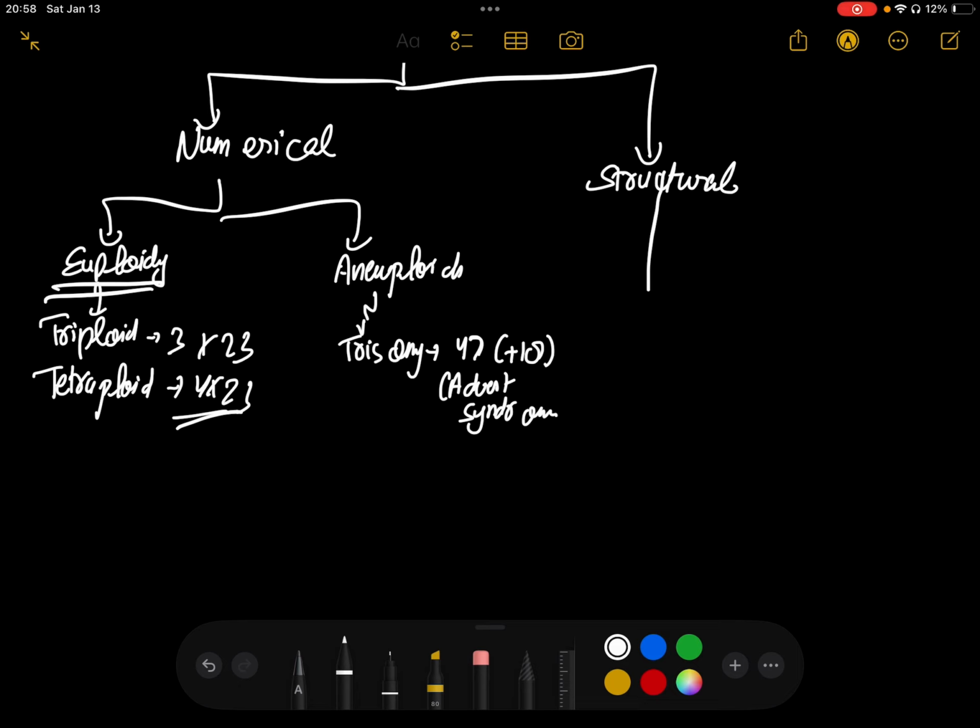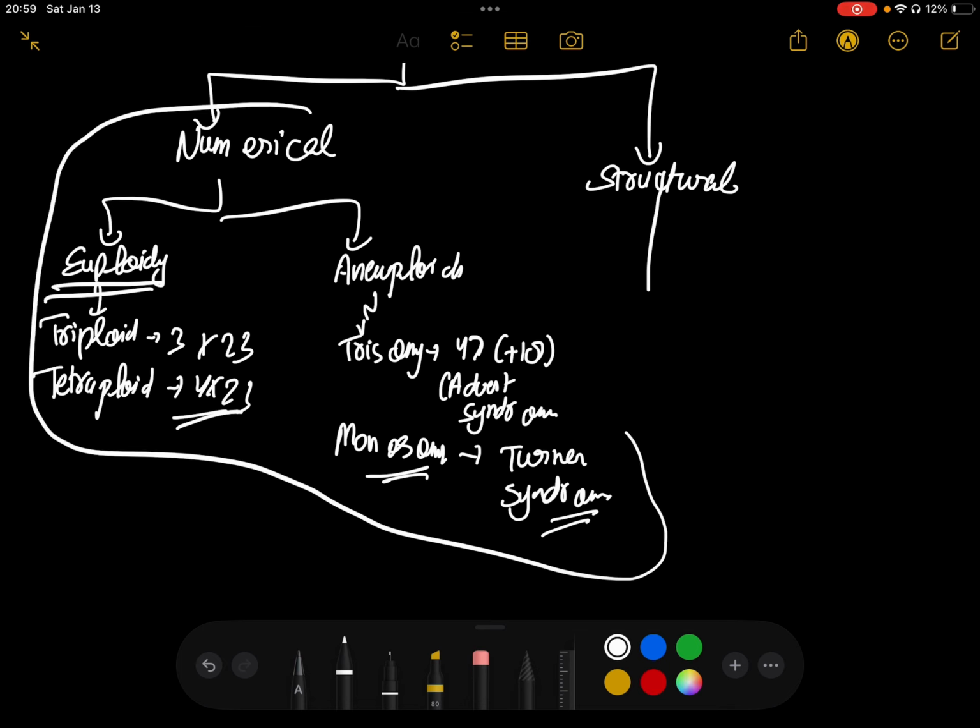Monosomy: what happened is, the total number is 46. If one gets separated from the total, and the resultant number is 45, then it is monosomy. This can lead to Turner syndrome. So this is about numerical chromosomal aberration.